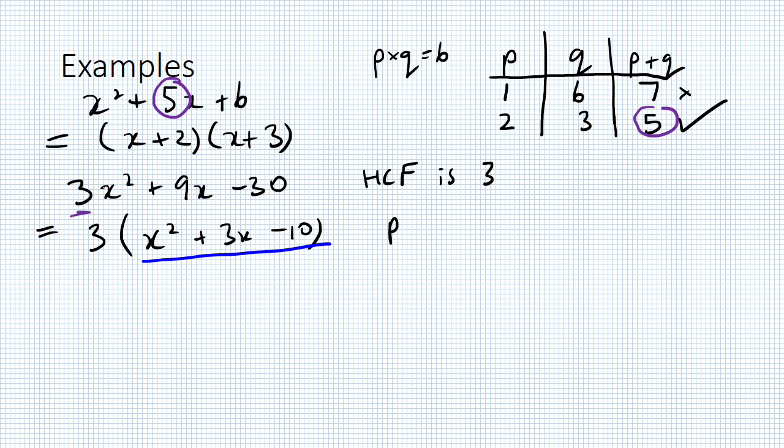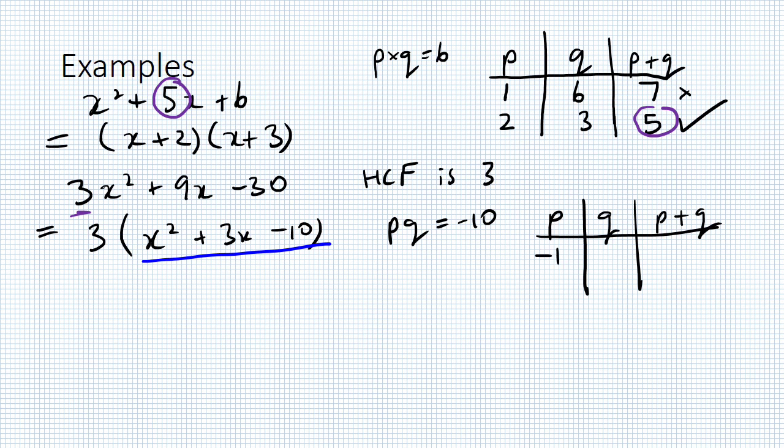So the product of our factors is minus 10, and we want the sum to equal 3. So again, we look for our factors of minus 10.